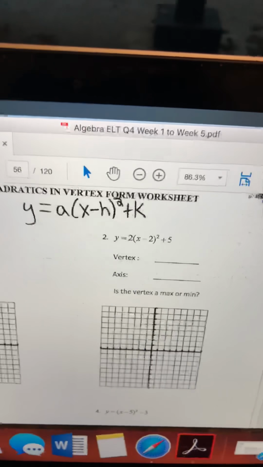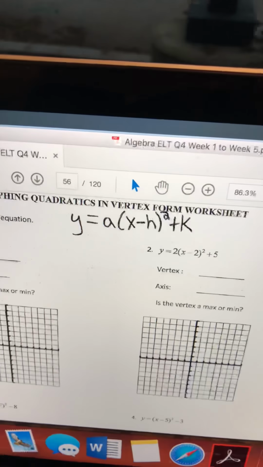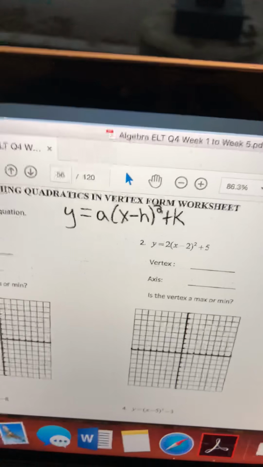That's something, if you understand the math of what Ms. Hood just said, that's great. If not, you could just memorize that. That inside term is going to be the x value of my vertex. The k is going to be the y value.